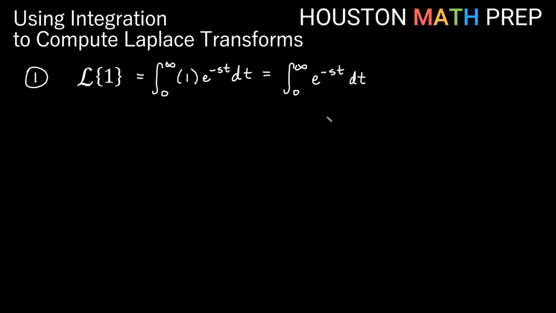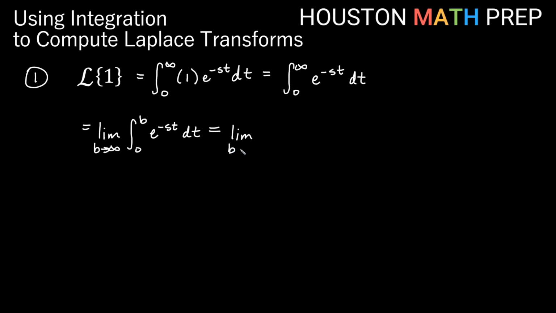Now because we have an infinite bound, this is technically an improper integral, so we want to say the limit, I'll call my upper bound b, so we'll say from 0 to b, as b approaches infinity of this e to the negative st. Remember that infinity is not a real number that we can just plug in and do arithmetic with, so we need this limit as b approaches infinity. Let's go ahead and do our integral.